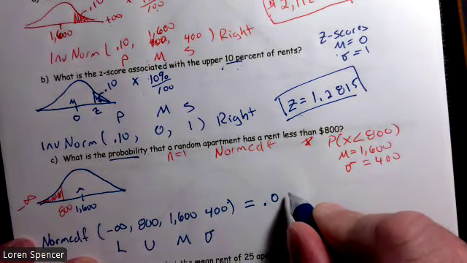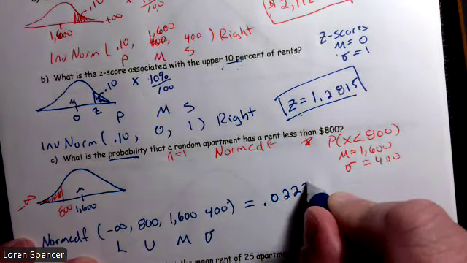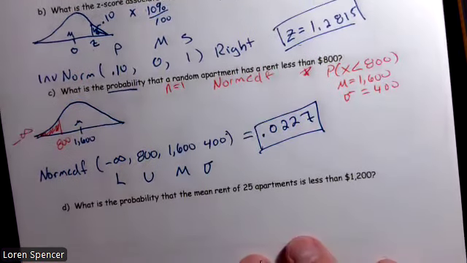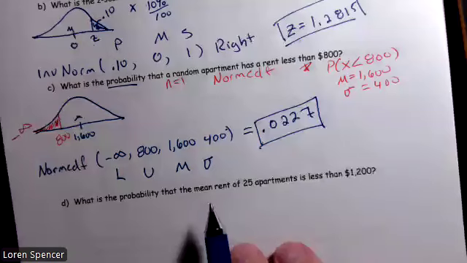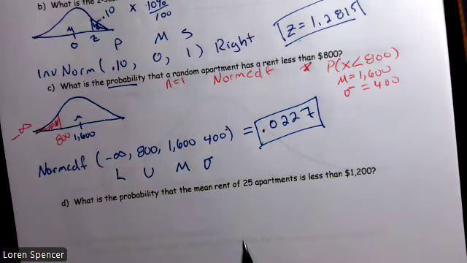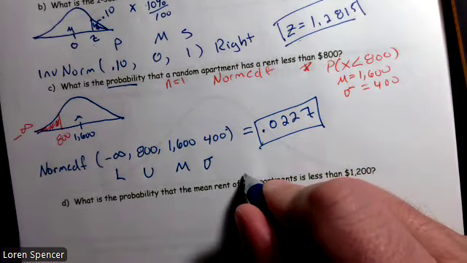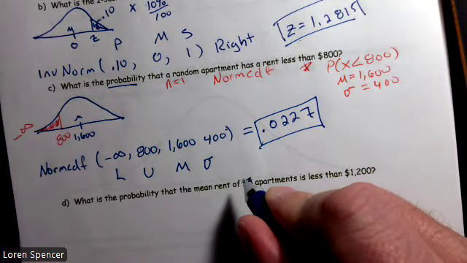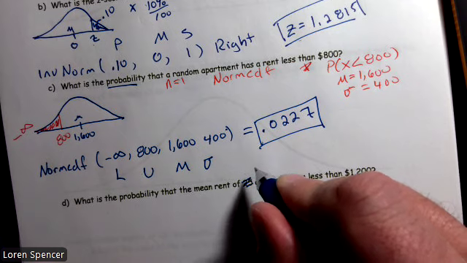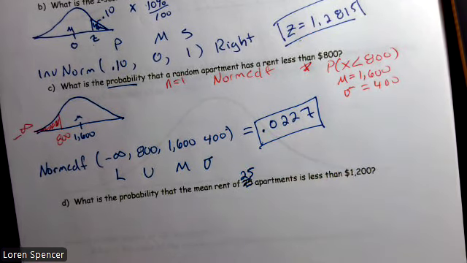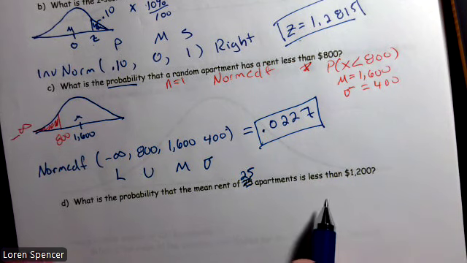So our probability is 0.0227. We'll box that in. That's a done deal. What's the probability that the mean rent of, let's change this and make this 36. Now, let's keep it at 25. The mean rent of 25 apartments is less than 1200.